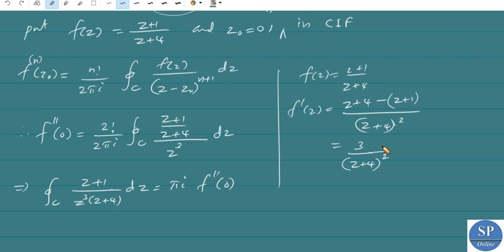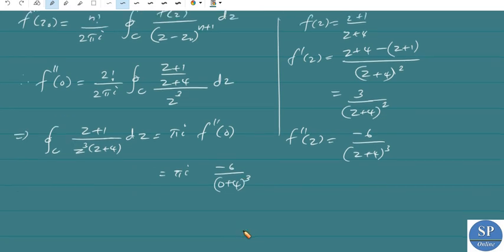Now what about f double dash of z? f double dash of z is nothing but minus 6 divided by (z plus 4) whole cube, right? So this is equal to pi i into f double dash of 0, that is minus 6 divided by (z plus 4) whole cube, that is 4 cube. 4 cube is 64. So minus 6 by 64, minus 6 pi i by 64, which is nothing but minus 3 pi i divided by 32. This will be the value of the integral.